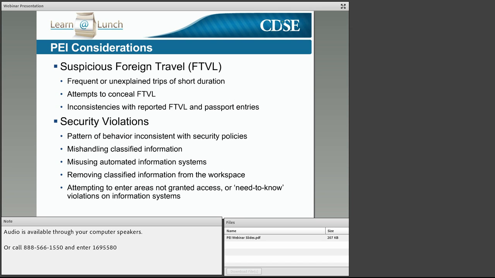Security violations may also be a clue that an employee is involved in espionage. These types of security violations include a pattern of behavior inconsistent with security policies, mishandling classified information, misusing automated information systems, removing classified information from the workspace, and attempting to enter areas outside of the need-to-know or clearance level, either in person or via information systems. Next slide, please.